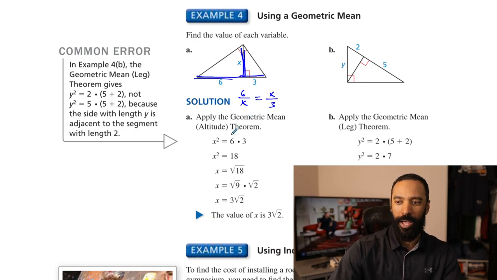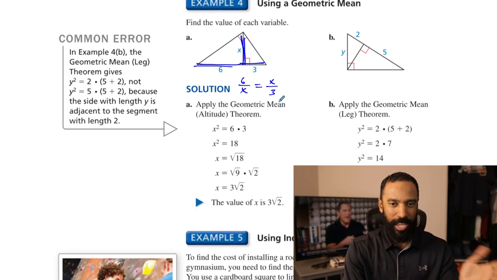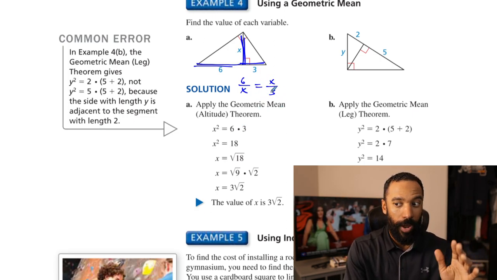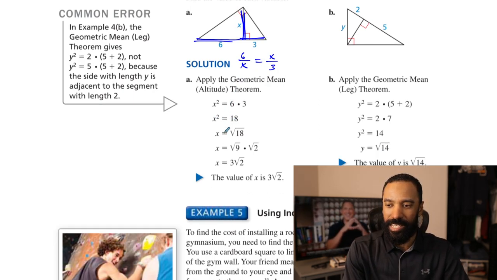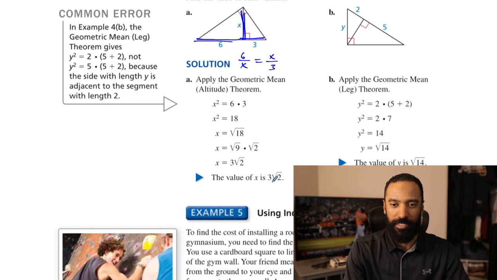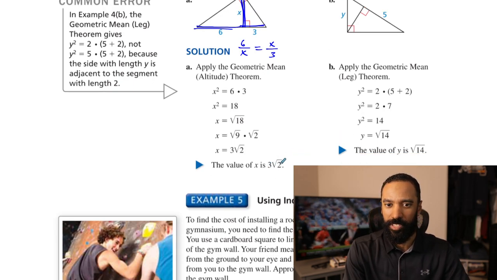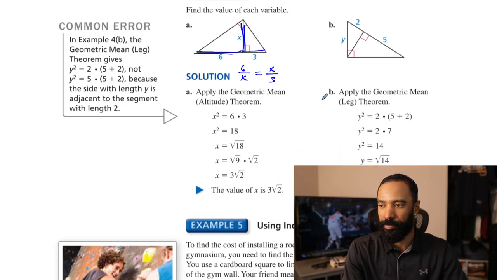When you cross multiply, you can see x times x is x squared, and 6 times 3 happens there. So that's what I would start with. X squared is 18, and the square root of 18 is 3 root 2, so that's the value of x. X is the geometric mean of 6 and 3, and 3 root 2 is that value.